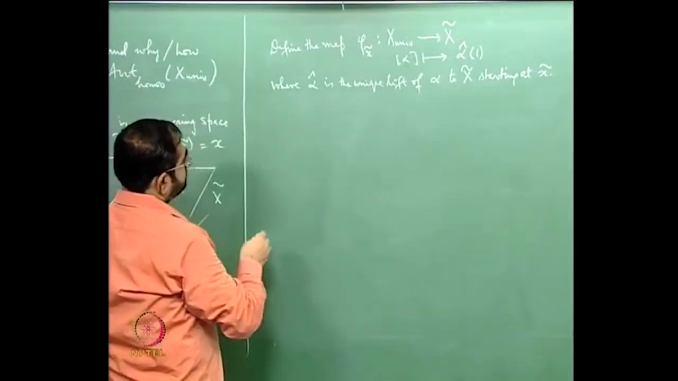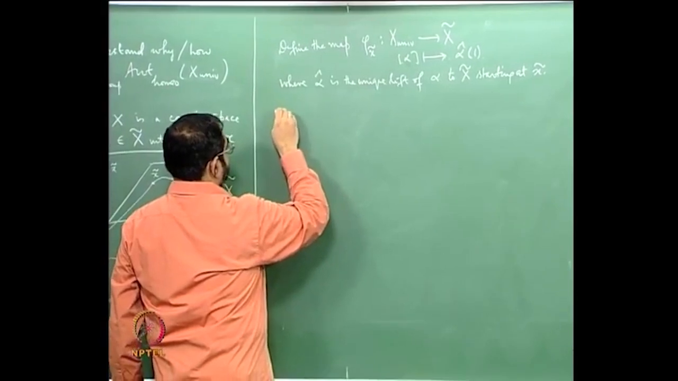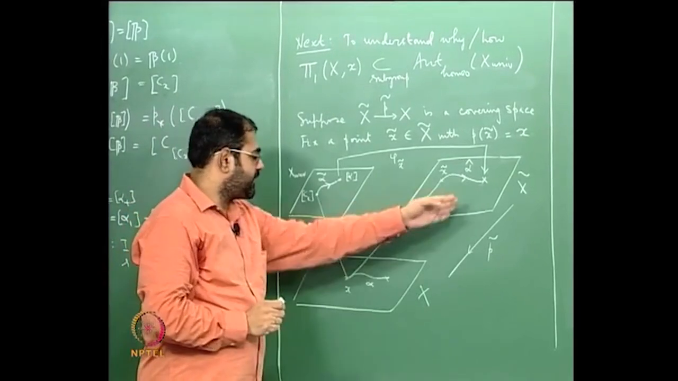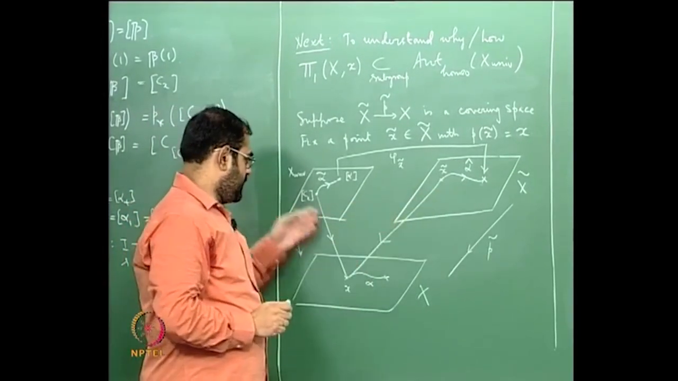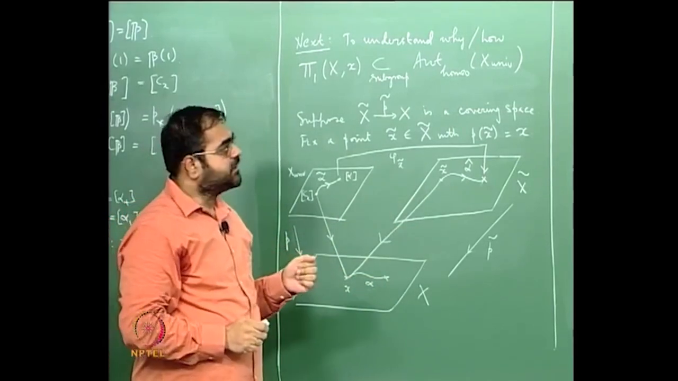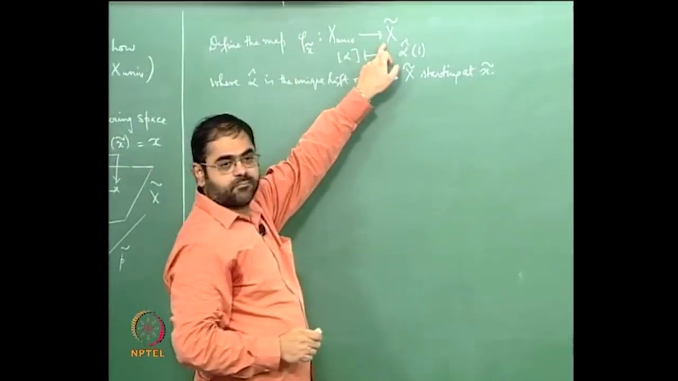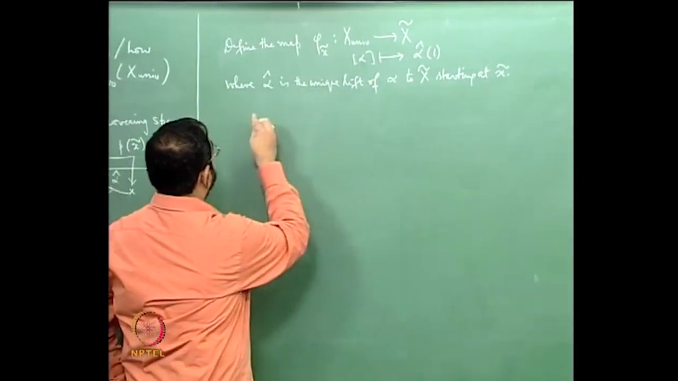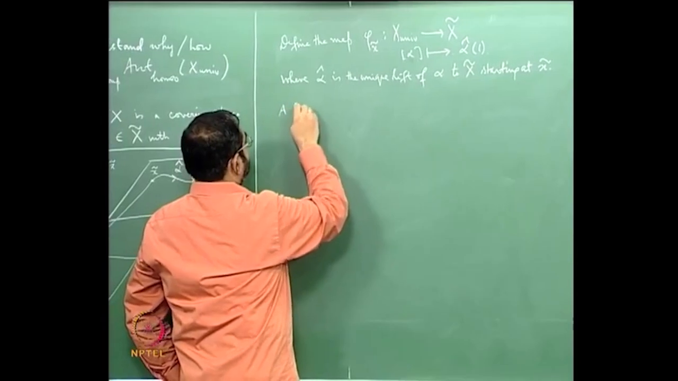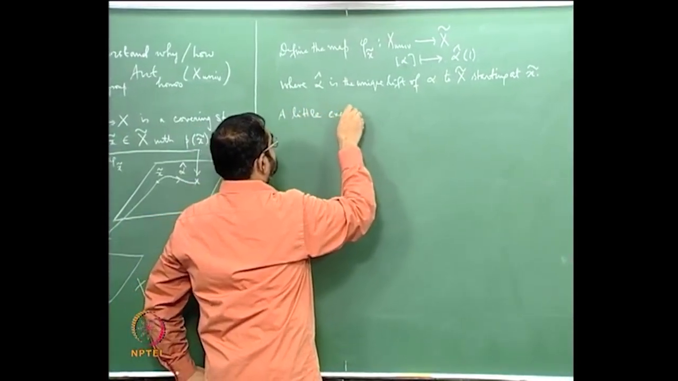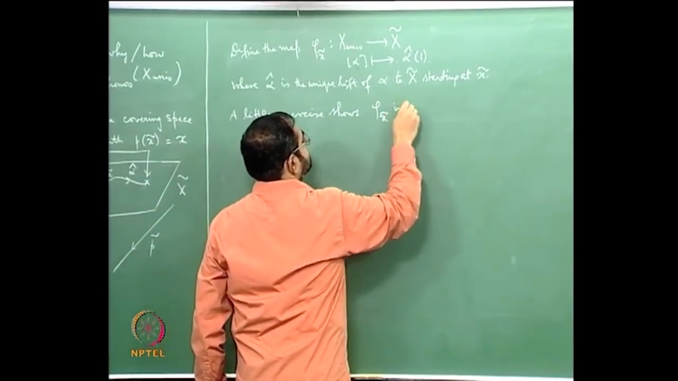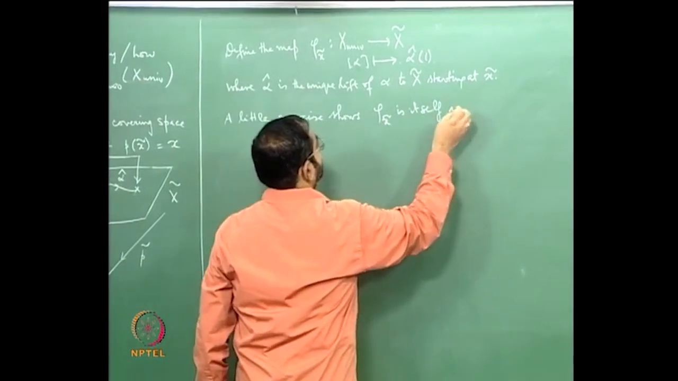Now it's somewhat of an exercise, basically using the fact that these are local homeomorphisms and they are covering maps. A little exercise will tell you that this itself is a covering map. Okay, so let me write that. A little work exercise shows phi sub x tilde is itself a covering map.